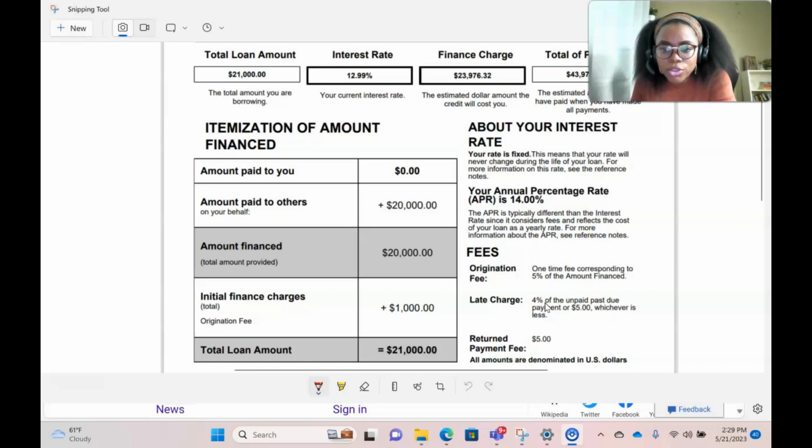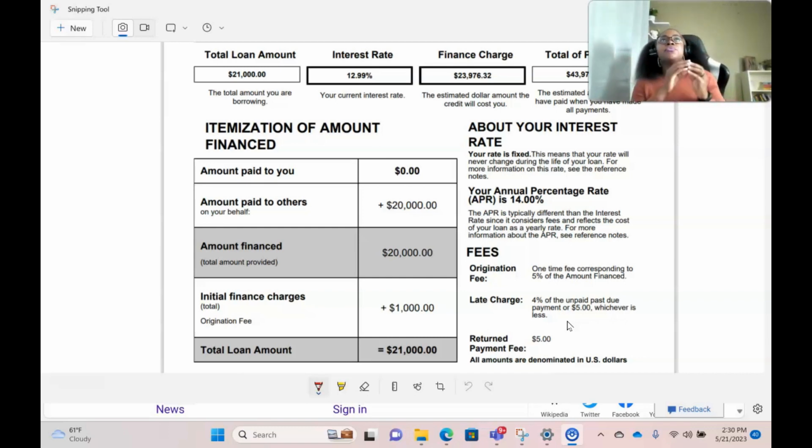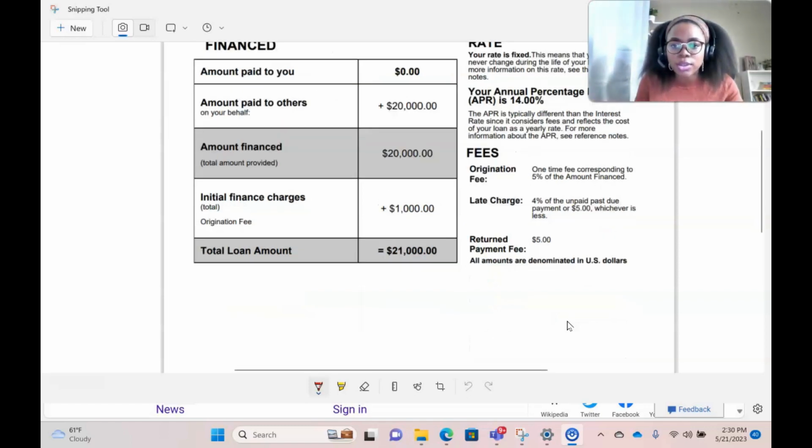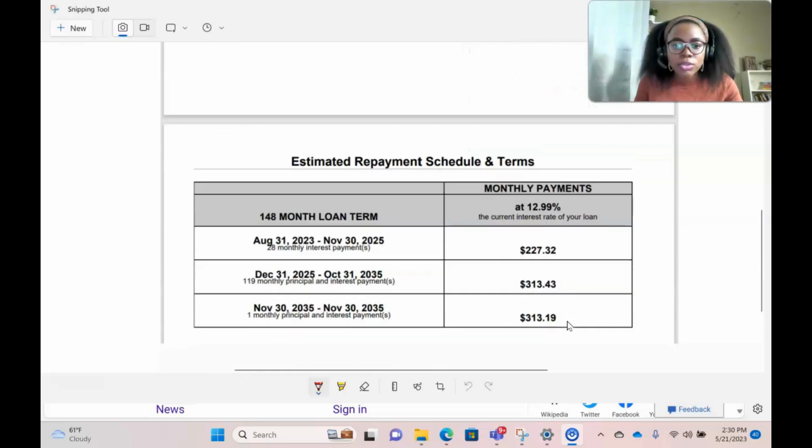And then the other thing I think you should pay attention to is this late charge: 4% of the unpaid past due payment, or $5, whichever is less. Basically, once it's time for you to start repaying the loans, you make monthly payments. And if you miss any payments, we're going to charge you an extra 4%. And that adds up, my friend. So you just need to pay attention to that and make sure you're paying on time. Now, let's look at the other thing here, which is the repayment schedule and terms. This is a summary of what your repayment schedule will look like.